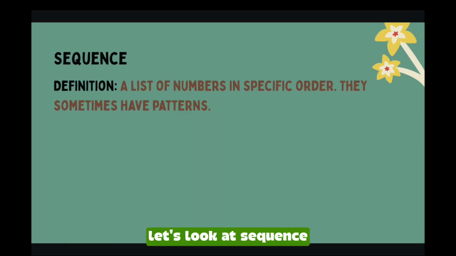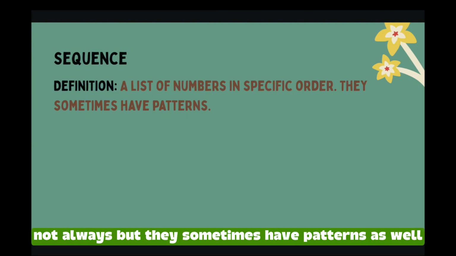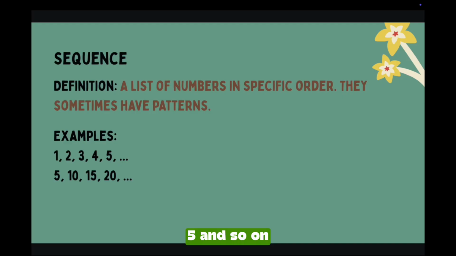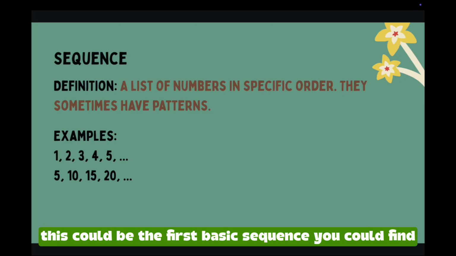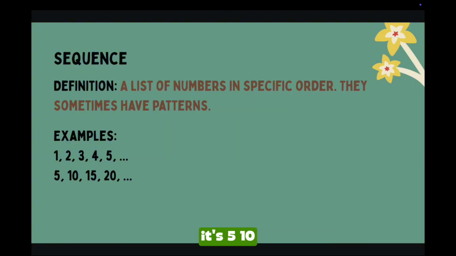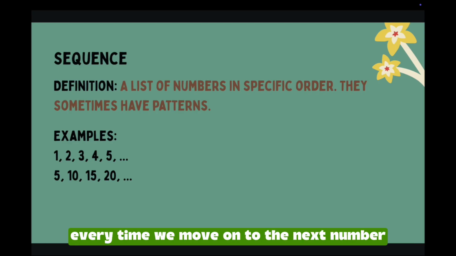Okay, lastly, let's look at sequence. Sequence, by definition, is a list of numbers in specific order. Not always, but they sometimes have patterns as well. Let's look at a few examples. The first sequence is 1, 2, 3, 4, 5, and so on. This could be the most basic sequence you could find, and the pattern is it increases by 1. We'll look at the second example. It's 5, 10, 15, 20, and so on. Here, the pattern will be that the numbers increase by 5 every time we move on to the next number.